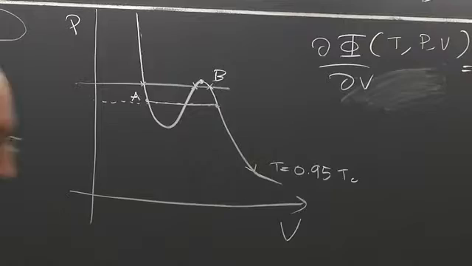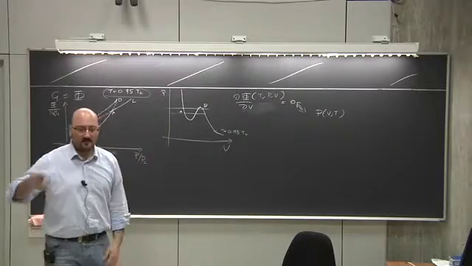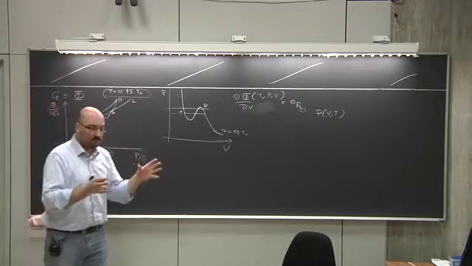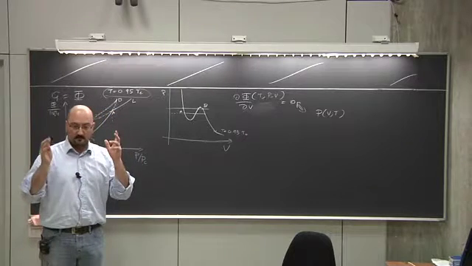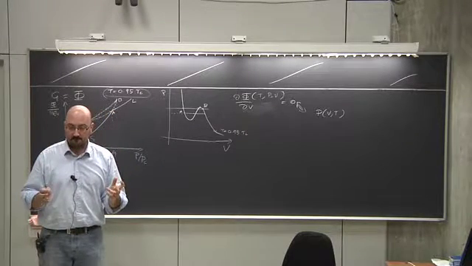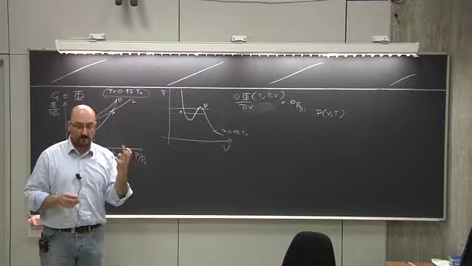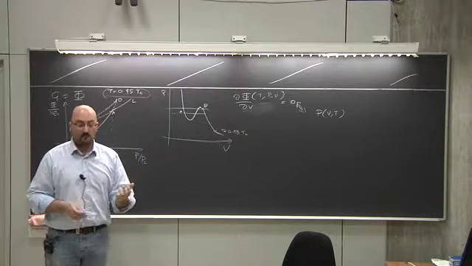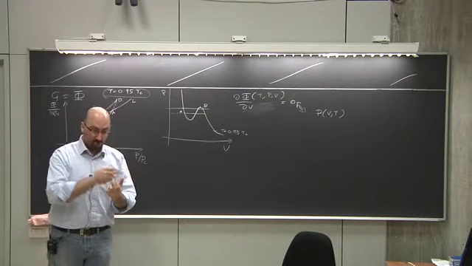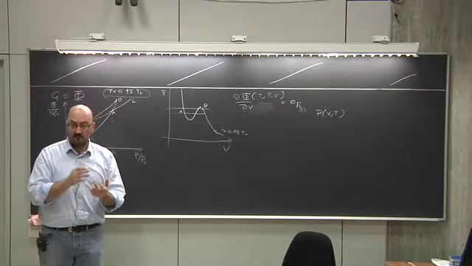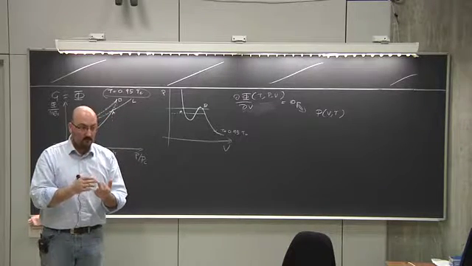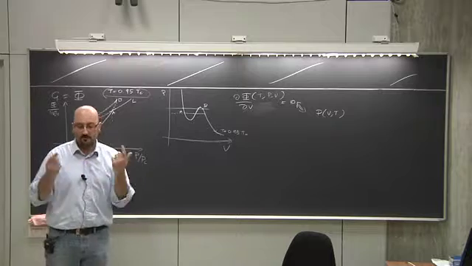I'm sorry, I'm repeating over and over. It's very simple. You have a function which has three stationary points. One of them is a maximum and two of them are a minimum. We have to look for the minima, and we have to look for the minimum that has the lowest overall free energy.